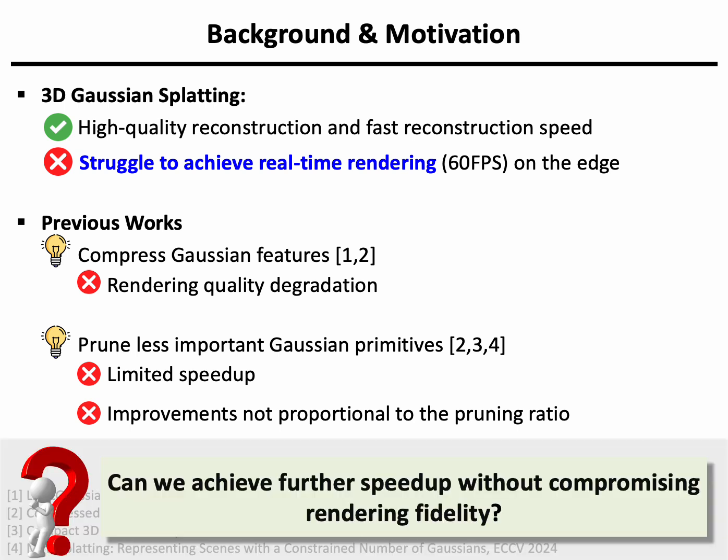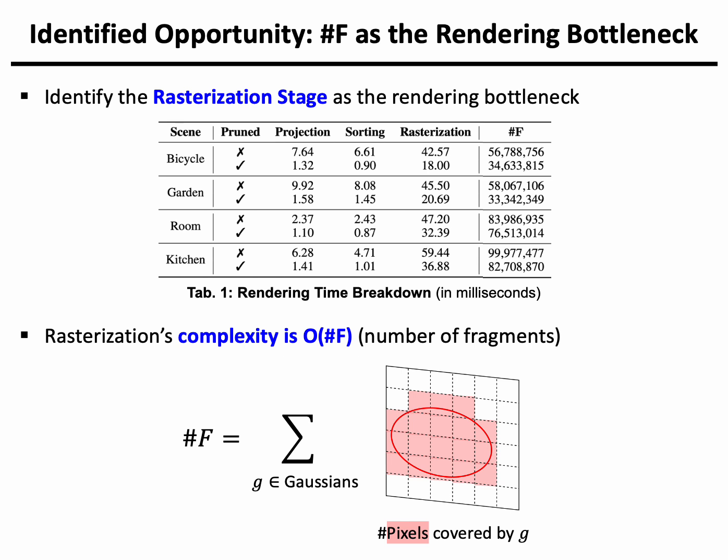In this work, we want to address the following research question. Can we achieve further speedup without compromising the rendering fidelity of 3D Gaussian splatting in order to enable real-time rendering on edge devices? To address the problem, in this work, we leverage an underexplored opportunity for accelerating 3D Gaussian rendering.